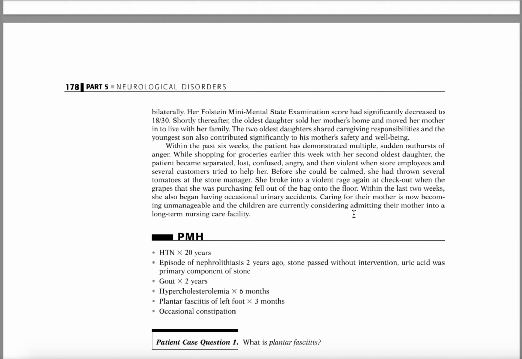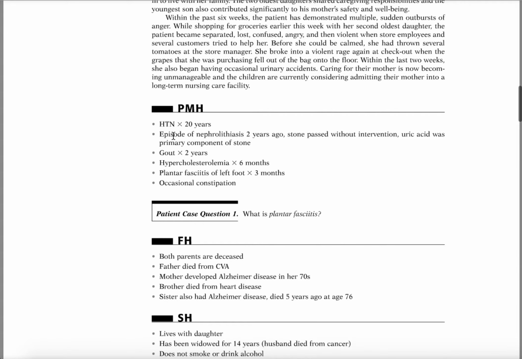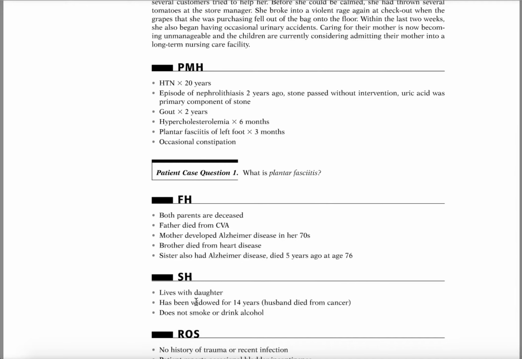So you guys can look at this, and they're considering SNF. Hypertension, 20 years. Episode of nephrolithiasis, 2 years. Gout, 2 years. Hypercholesterolemia. And then, of course, she is using the statins, so I'm not sure, maybe her disease was held off longer than it would have been if she wasn't using the statins. Plantar fasciitis, occasional constipation, which is okay. And then both parents deceased. Father died from CVA, mother died from Alzheimer's.